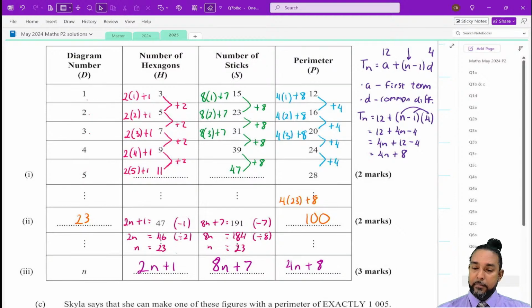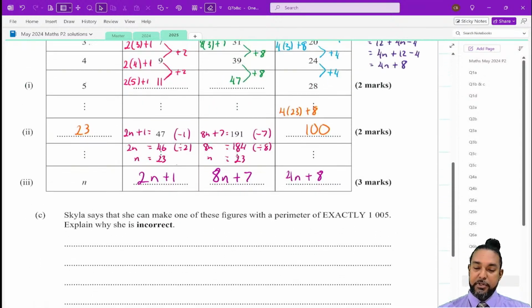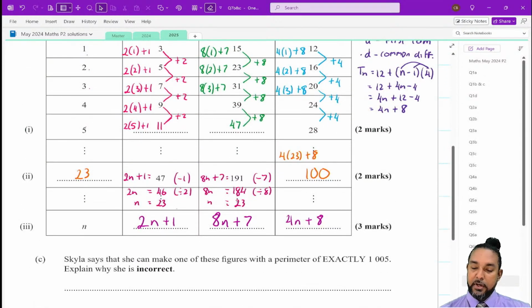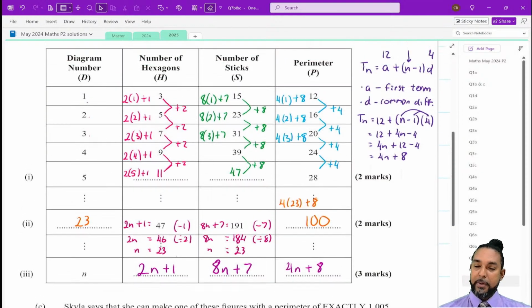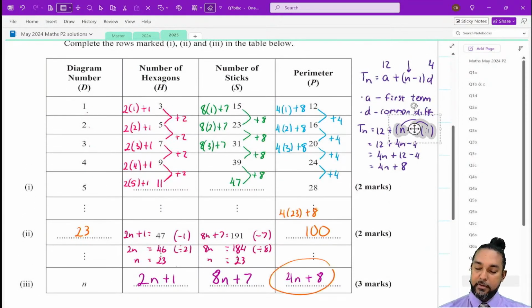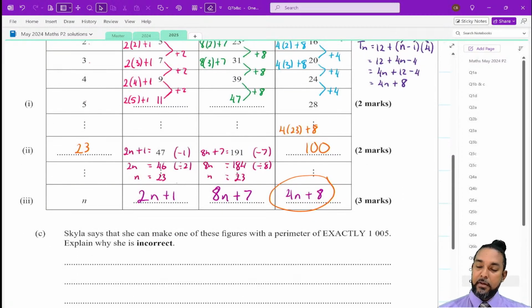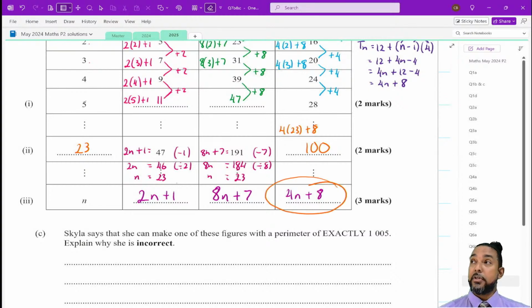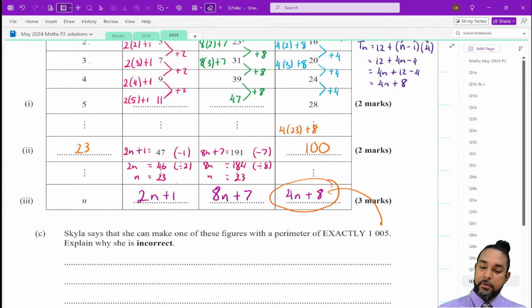All right. And there's a last part here. Skylar says that she can make one of these figures with a perimeter of exactly 1005. Explain why she is incorrect. So which was the formula for the perimeter? This one across here? Right, so she's saying that she can make one with the perimeter 1005. Now, there's the formula for the perimeter. So the question is, if you put this equal to 1005, what's the value of n? All right, so do that.